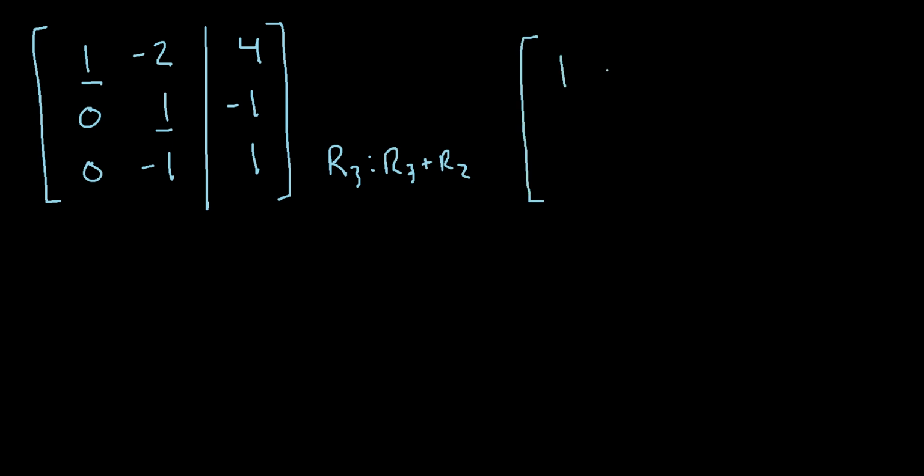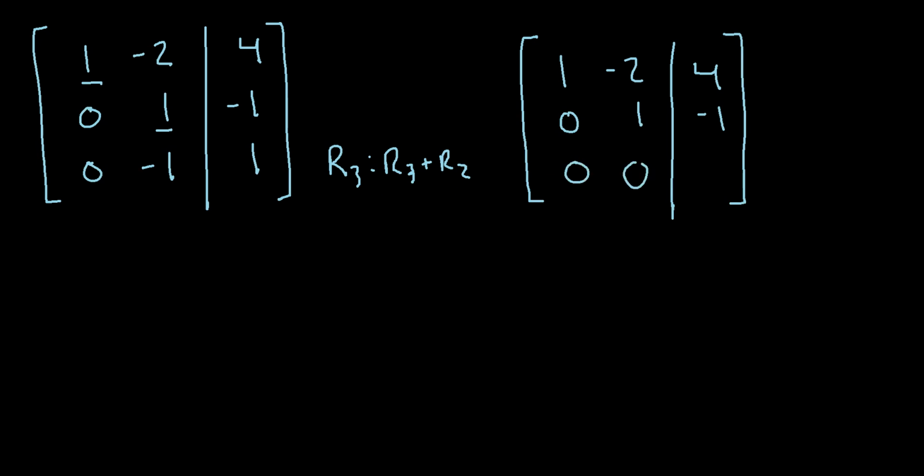So here's what that looks like. The first row doesn't change at all. The second row doesn't change at all. And in this last row, we have row 3 plus row 2. So 0 plus 0, that stays a 0. -1 plus 1 is a 0. And 1 plus -1, that's also a 0.